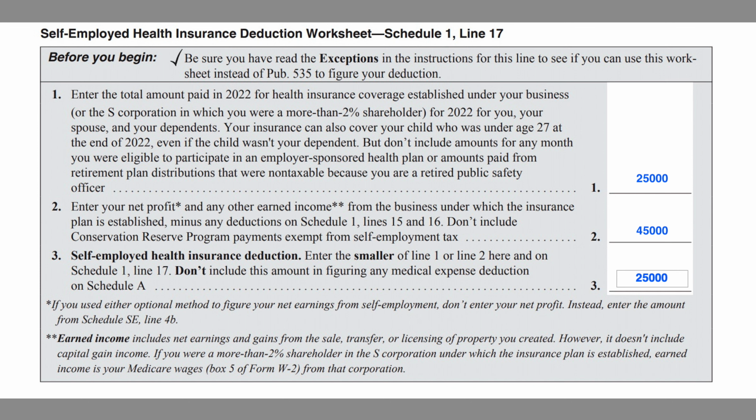So once you determine the smaller of those two amounts, which in John Doe's case happens to be the health insurance coverage, you can put that on line 17. That is your self-employed health insurance deduction. However, don't include this amount when you're calculating medical expense deductions on Schedule A if you're itemizing deductions. You can't use the same costs in two different areas to calculate two different deductions. So that's all we have for this video.